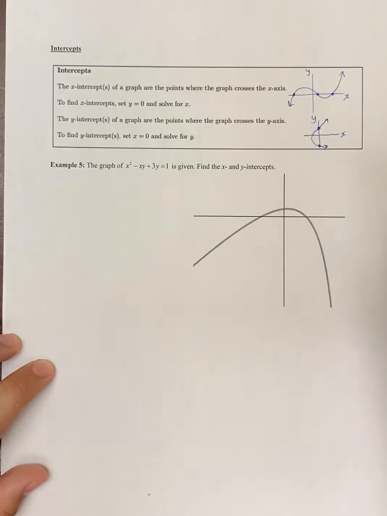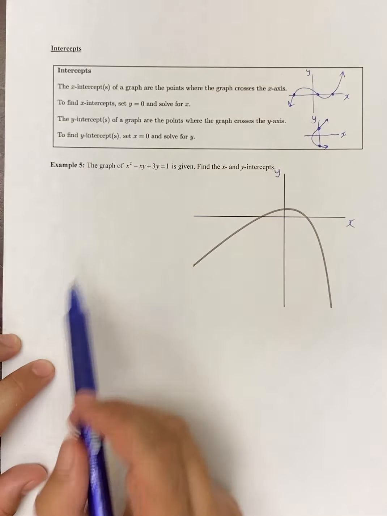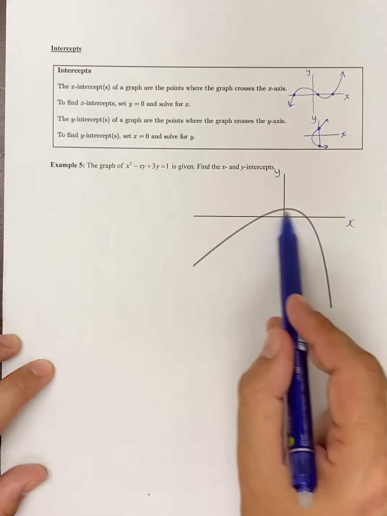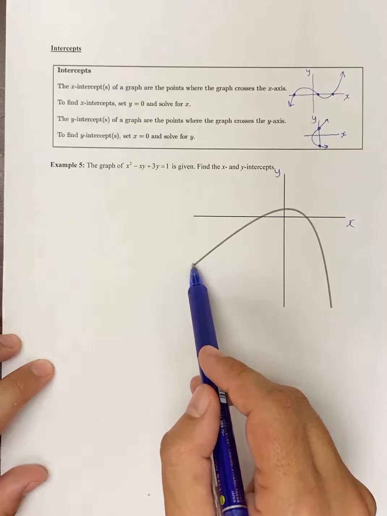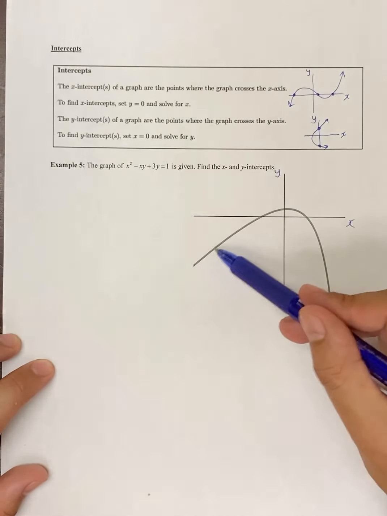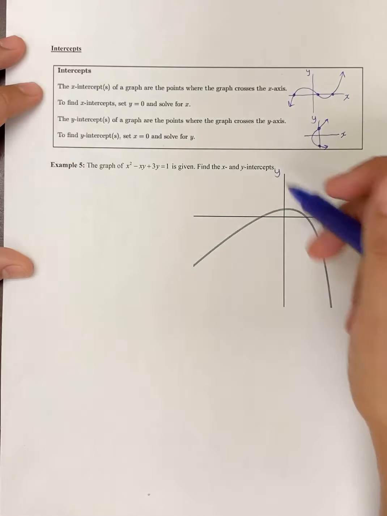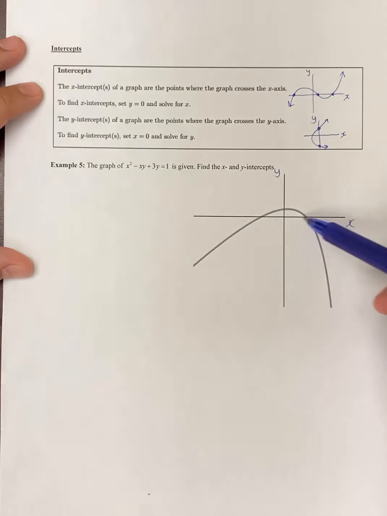So we're going to do that for this example here. This is the graph of x squared minus xy plus 3y equals 1. This would be very difficult to graph by hand, but computers are good at graphing complicated equations. This is a computer-generated graph of this equation. All of these points represent all of the pairs of x and y coordinates that make this equation true. So our job is to figure out what are the exact coordinates of these points. Those are the x-intercepts. And the coordinate of this point, that's the y-intercept.